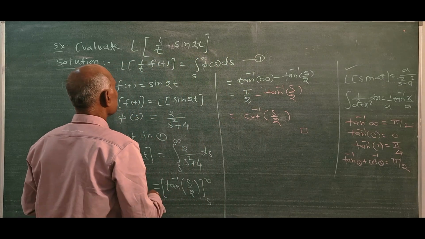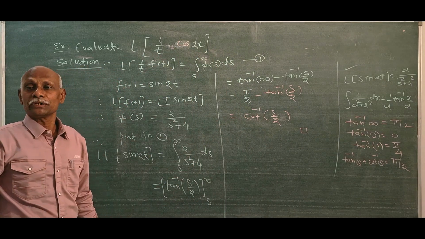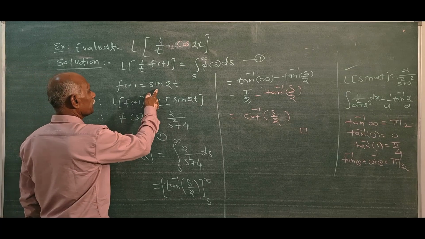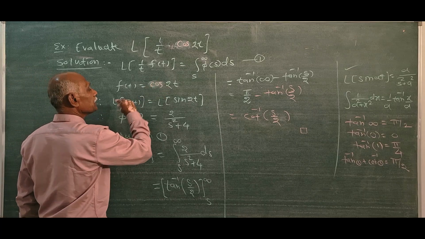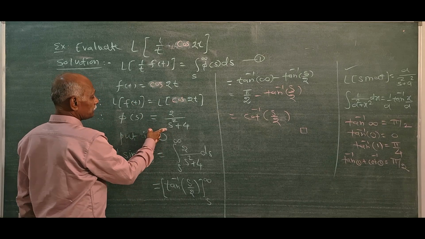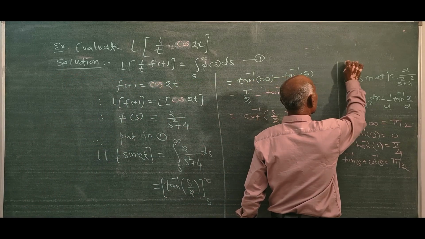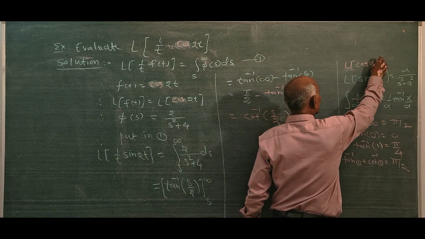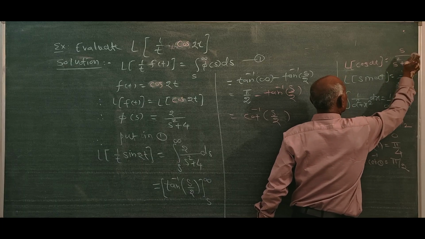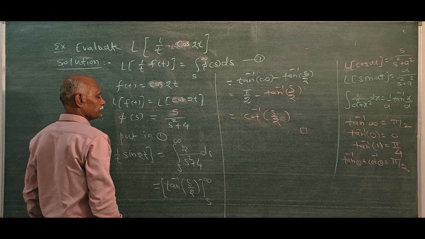So if I replace this by cos, what happens? It's very interesting to see this. If it is replaced by cos, then what we get is this one. You can see immediately this is cos, and there is a formula for cos. Do you remember what is the Laplace transform of cos at? It's s upon s square plus a square. Very good.